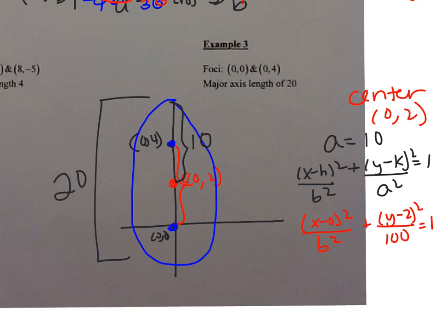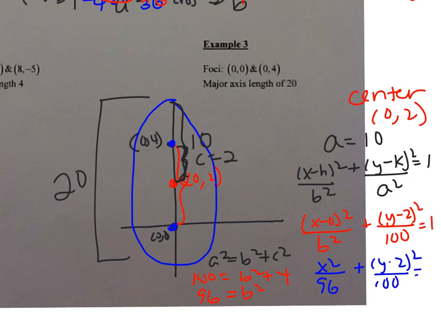In order to get my b, I'm going to use a squared equals b squared plus c squared. My a squared is 100, equals b squared, that's what I'm looking for, plus c squared. Remember, c is the distance from center to one of the foci. In this case, c is equal to 2, so that would be plus 4 here, since 2 squared is 4. So b squared is equal to, minus 4 from both sides, you get 96. Now I can write my equation: x squared over 96 plus (y minus 2) squared over 100 is equal to 1.